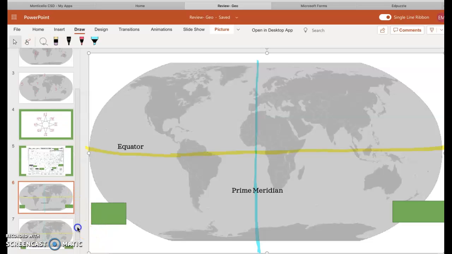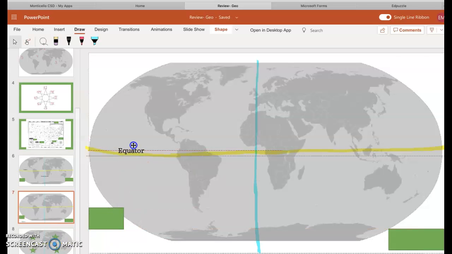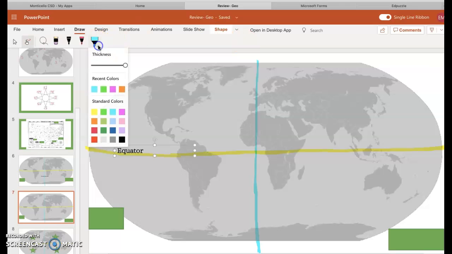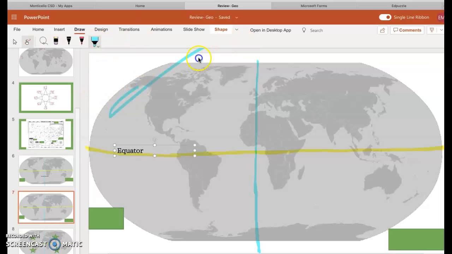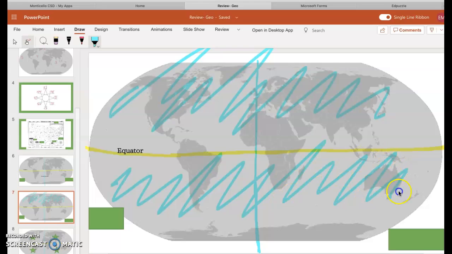Moving on from that, we have the same picture. Now I want to know which 2 hemispheres does the equator, this yellow line, break our world into? What 2 hemispheres? Okay, so that's the northern hemisphere all up here, and the southern hemisphere all down here is the southern hemisphere.